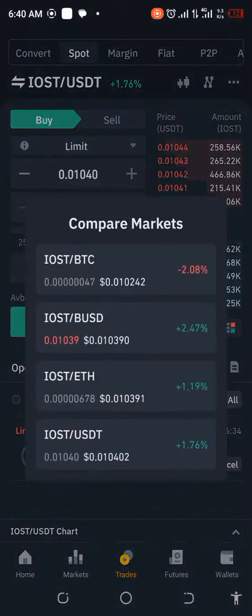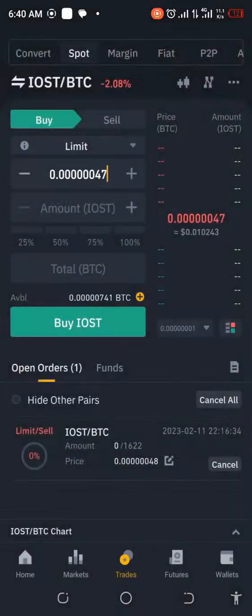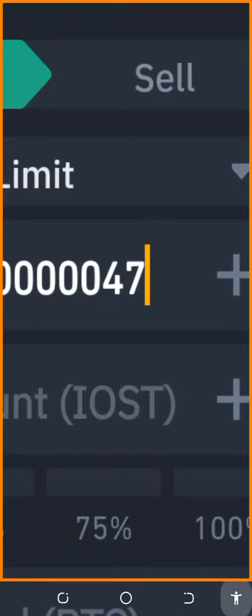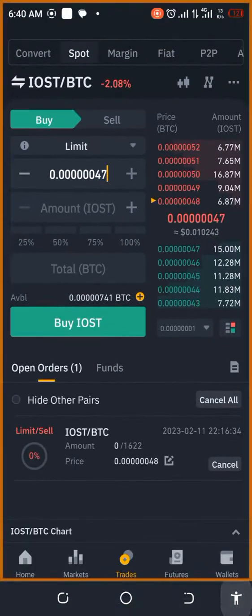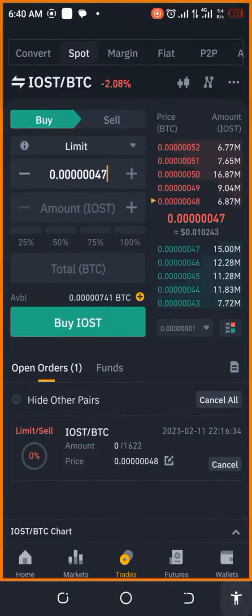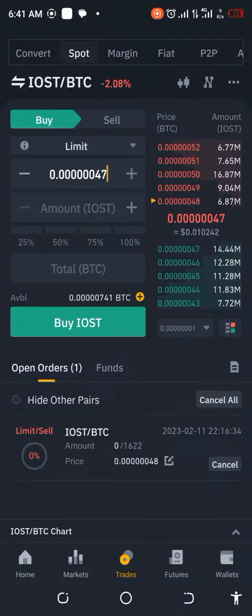sell the IOST to BTC, probably because the price right now is quite low. It seems like BTC has not appreciated so much. So we're still in the queue, and as you can see here, we're still in the queue to get sold, and that is taking some time. So this is the time to employ the boomerang strategy.